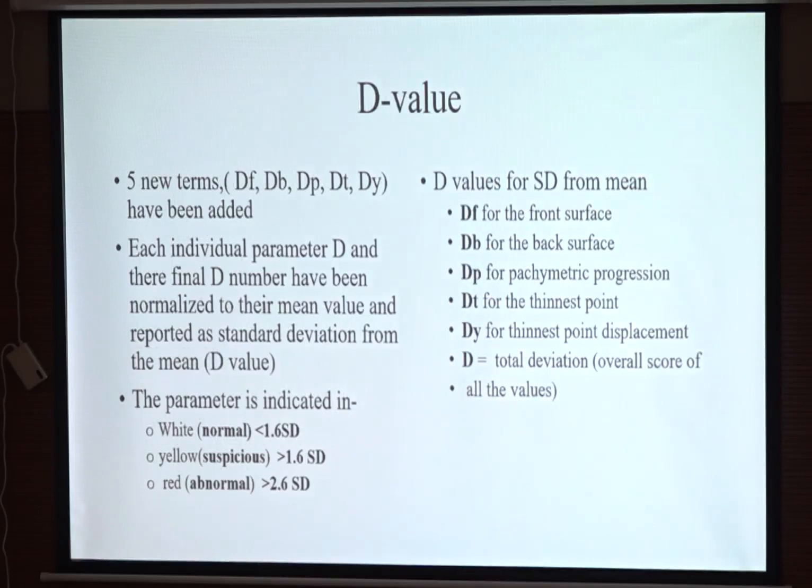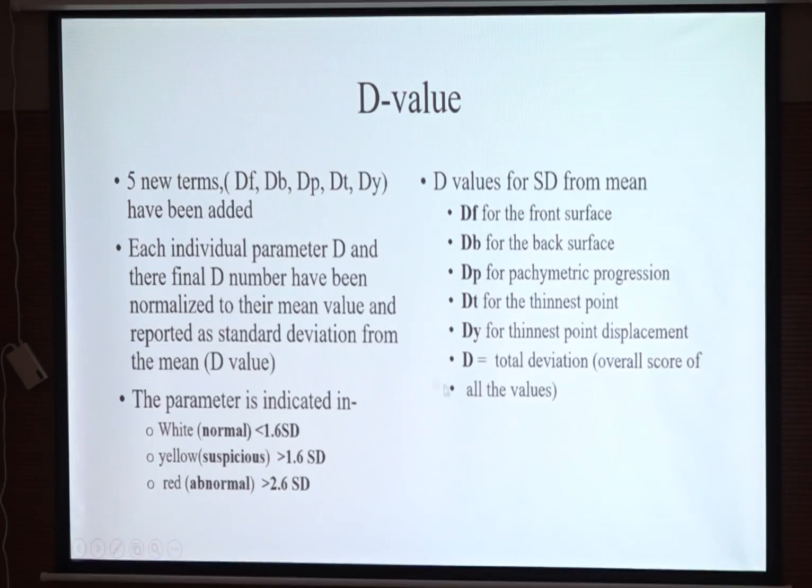Now in this BAD display, the concept of D value was also there. This is a new terminology wherein 5 terms are included, wherein DF is the front surface, B is for the back surface of the cornea, P is the pachymetric progression, T is the thinnest point, Y is the thinnest point displacement.